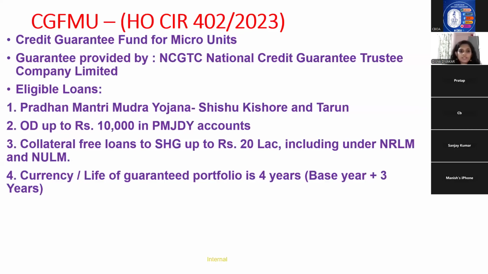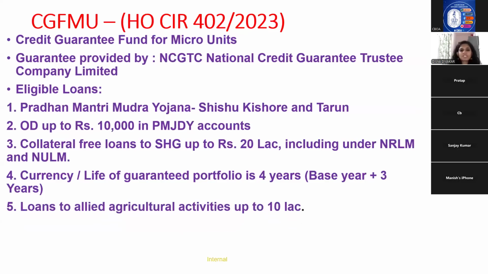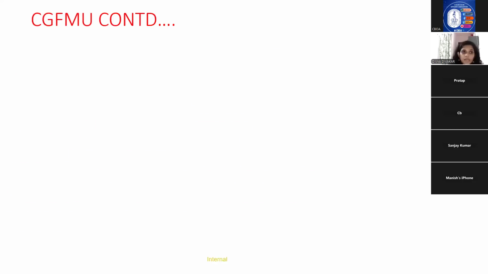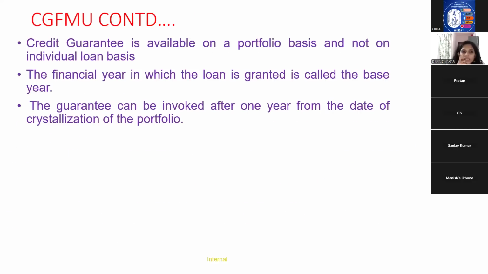Collateral free loans to SHGs up to 20 lakhs, including under NRLM and NULM. The currency of the guarantee portfolio is normally 4 years, base plus 3 years, that means the life of the guaranteed portfolio. Loans to allied agriculture activities up to 10 lakh can be covered. Earlier there was a rate of interest cap to be covered under CGFMU. Now there is no ROI cap. Credit guarantee is available on a portfolio basis and not on an individual loan basis. The financial year in which the loan is granted is called the base year.